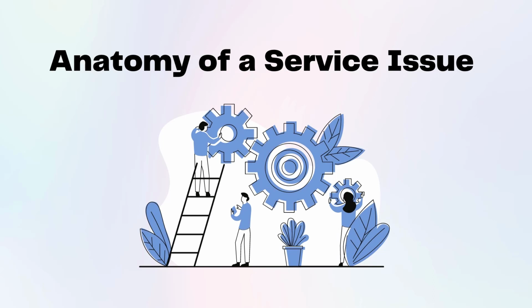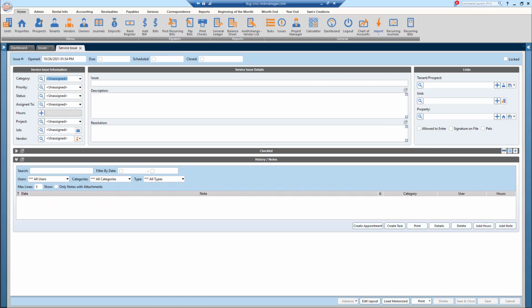Now, let's jump into Rent Manager and take a look at all the information that makes up a service issue. In Rent Manager, we're looking at a brand new service issue. There are 4 sections we'll go over on this page.